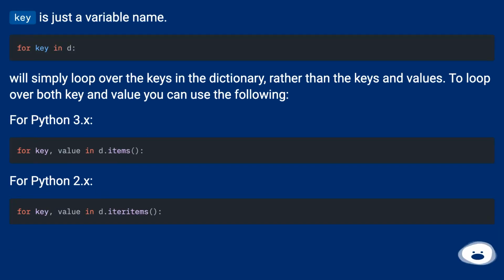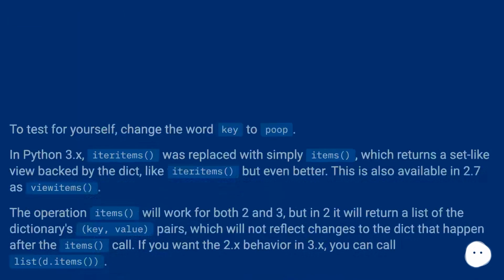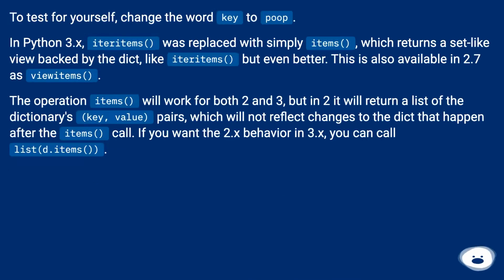To loop over both key and value, you can use the following. For Python 3, x. For Python 2, x. To test for yourself, change the word key to something else.